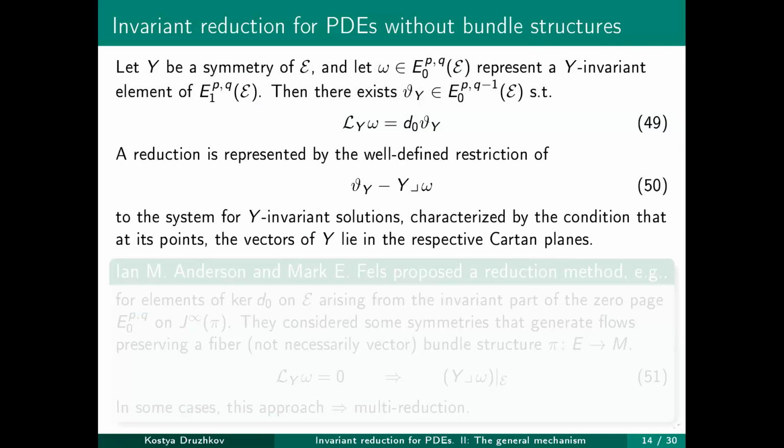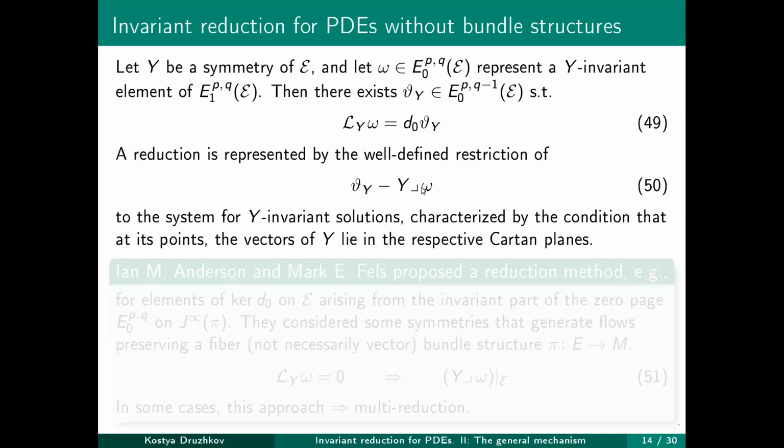Now let me discuss the same mechanism, but for PDEs without bundle structures. Let Y be a symmetry of epsilon, and let omega represent a Y invariant element of some group on the first page. Then there exists a potential of the same form, because this formula simply expresses the idea that the element represented by omega is Y invariant, if and only if. This is the definition of invariance. And then a reduction is represented by the well-defined restriction of this difference.